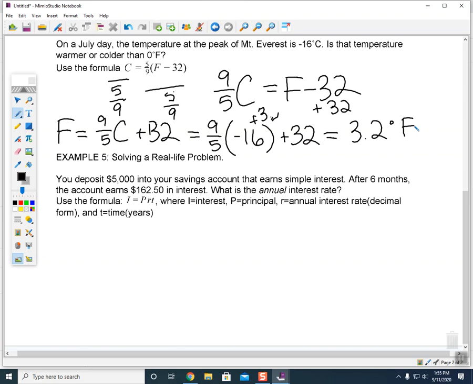So you deposit $5,000 into your savings account, and that earns simple interest. After 6 months, the account earns $162.50 in interest. What is the annual interest rate? Use the formula I, interest, equals P, principal.